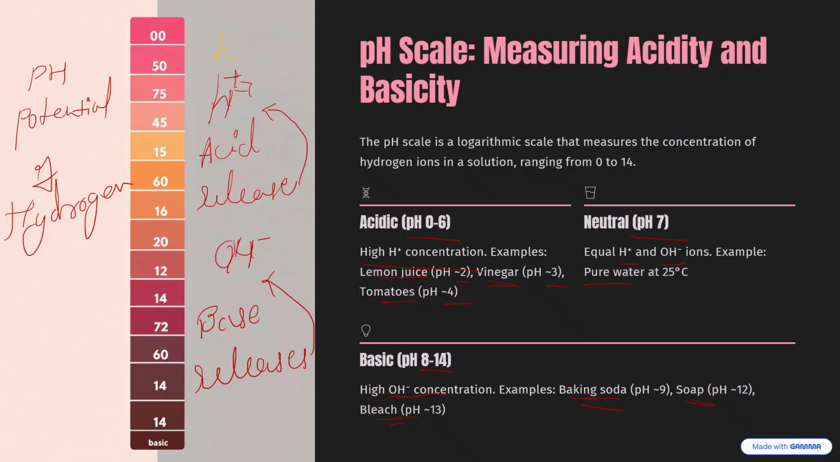So this is a pH scale, basically used for indication, like litmus paper. This is not a litmus paper, but by this scale we come to know from where to where it is acid, from where to where it is base, and which is neutral. pH 0 to 6 is acid, 7 is neutral, and 8 to 14 is base. So this is your pH scale.